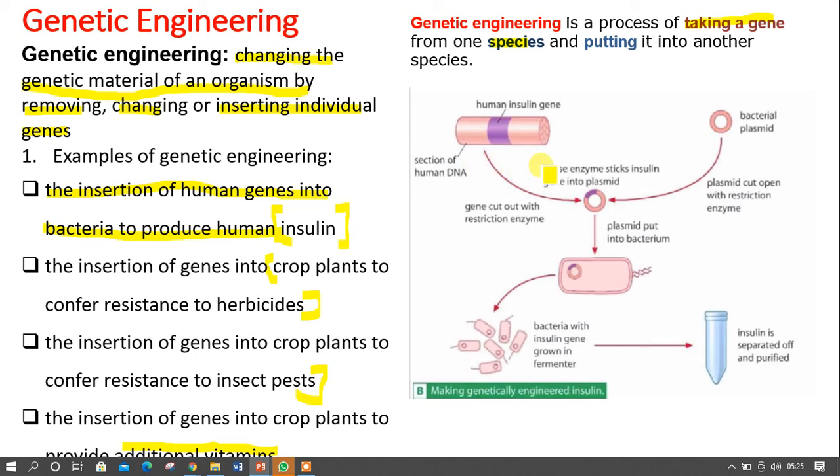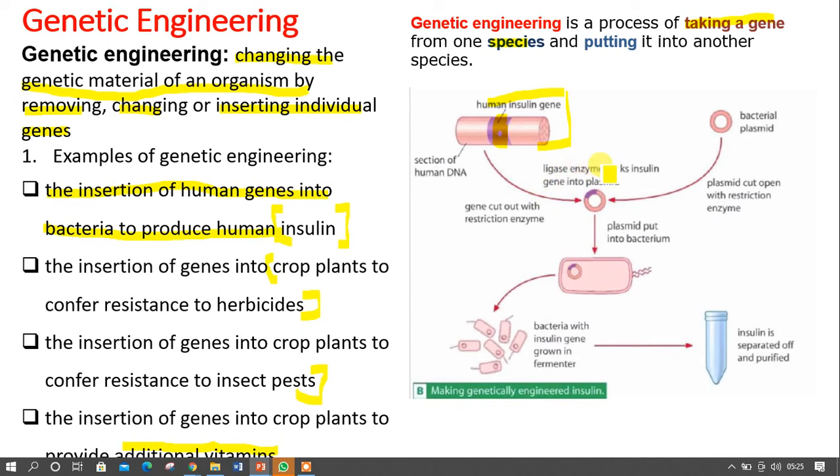Now, this diagram here tries to explain the same thing. See, this is a human insulin gene that codes for, that helps in producing insulin. So this part is the insulin part. It is cut off using a restriction enzyme and forms sticky ends. The bacterium plasmid is also cut using restriction enzyme. So the plasmid is cut open with restriction enzyme, same thing here, and the gene cut out with restriction enzymes. So both of them will now have complementary sticky ends.